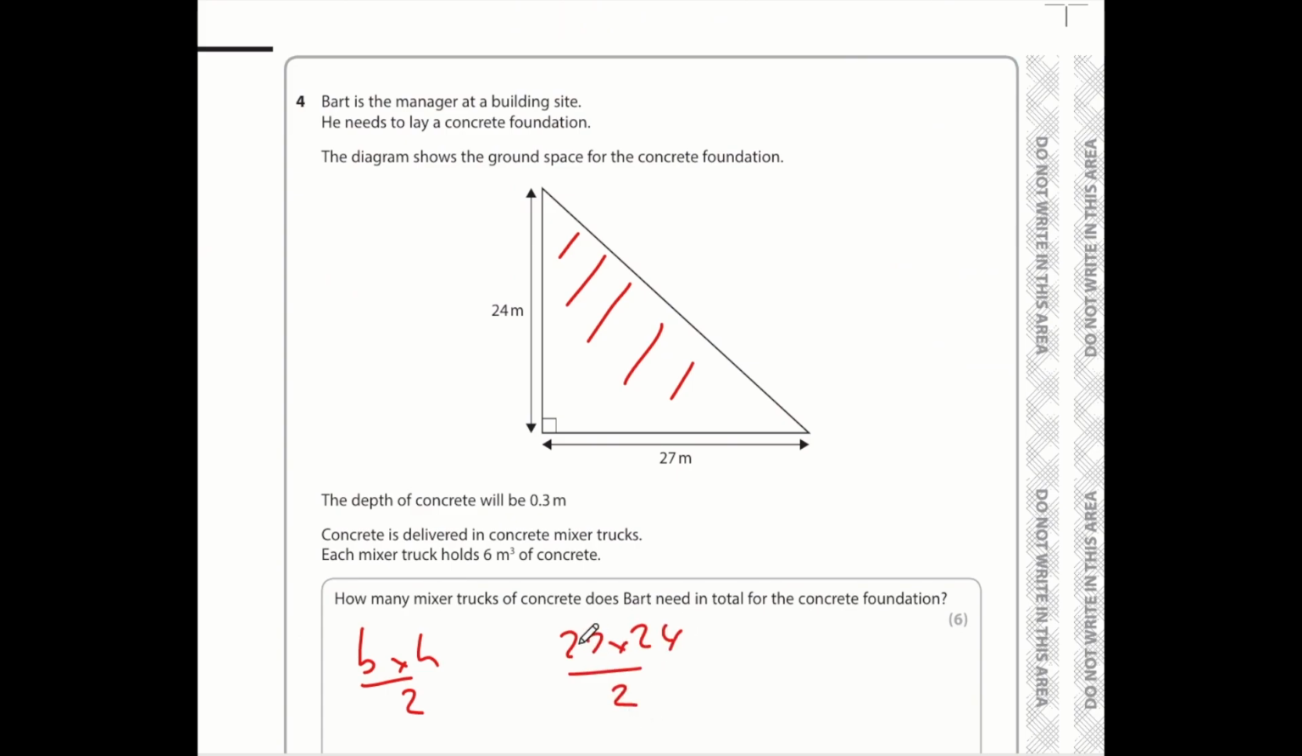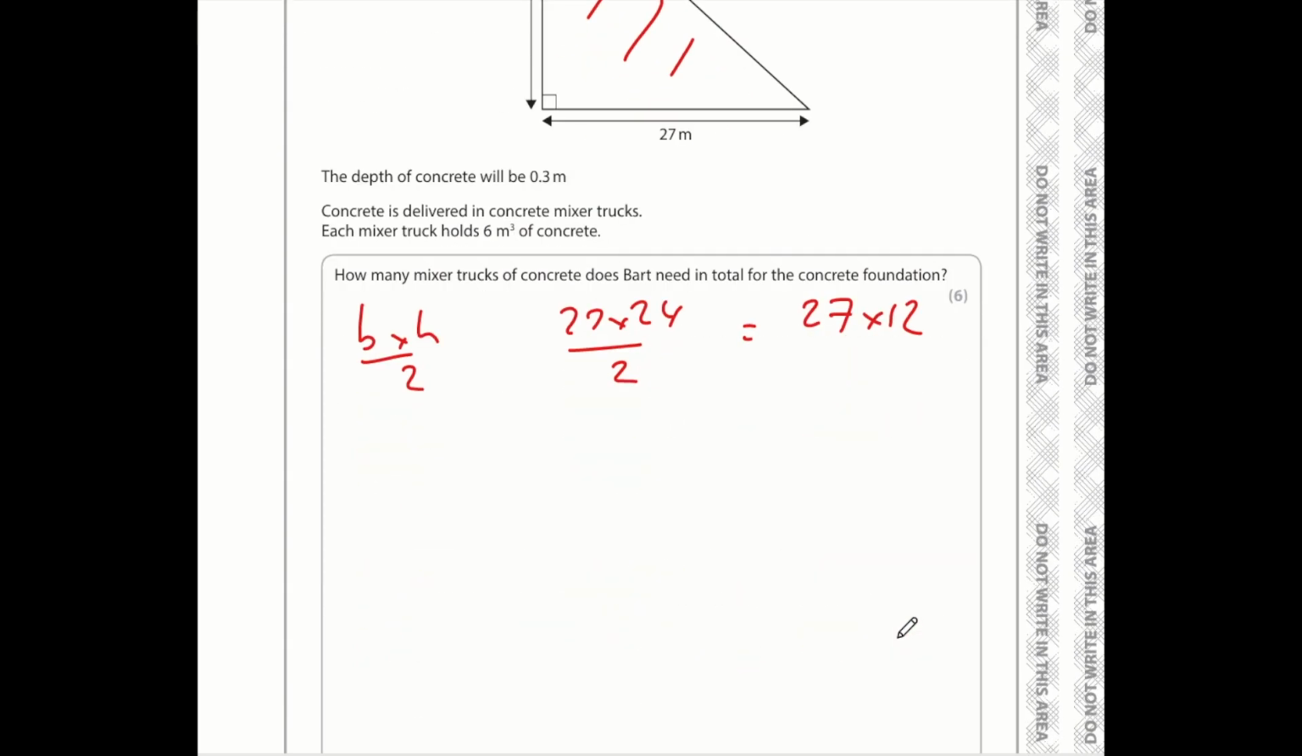Now instead of working out 27 times 24, given that 20 and then dividing by 2, why not just divide the 24 by 2, so this is just now 27 times 12. Much easier. Let's keep the numbers as low as possible.